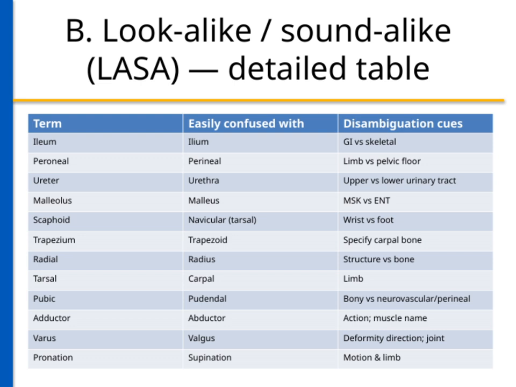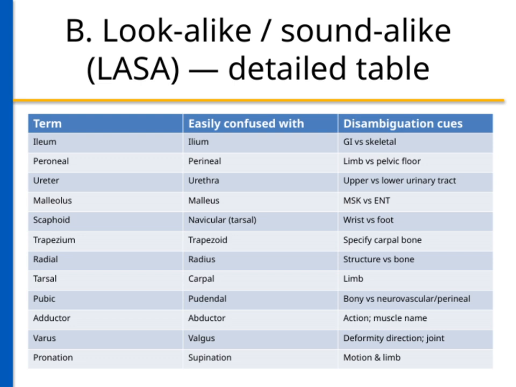Radial is an adjective referring to the side of the forearm or radius bone itself. The bone is called the radius, so the structure versus the bone are distinguished by context. Tarsal versus carpal. Tarsal bones are in the foot, carpal bones are in the wrist. Again, specify limb to avoid mix-ups.